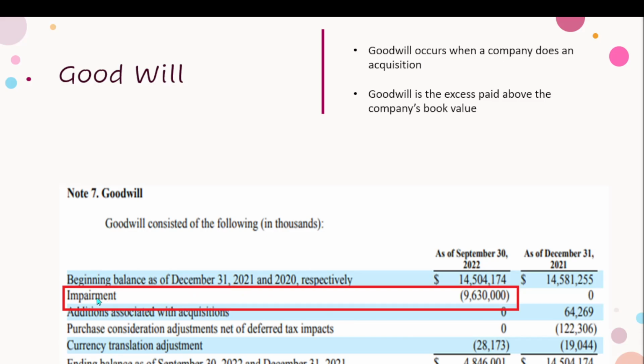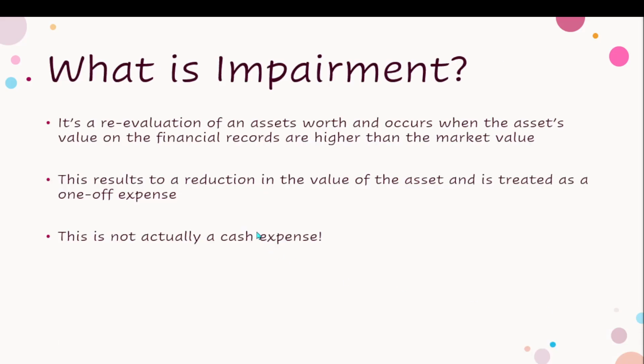So we're going to talk about this impairment charge. What is impairment? It's a reevaluation of an asset's worth and occurs when an asset's value on the financial records is higher than the market value. This results in a reduction in the value of the asset, and it's treated as a one-off expense. This is not actually a cash expense. When the company acquires the other company, that is when the cash is going out. But this impairment charge is not a cash expense. This is just reevaluating the value of that goodwill.